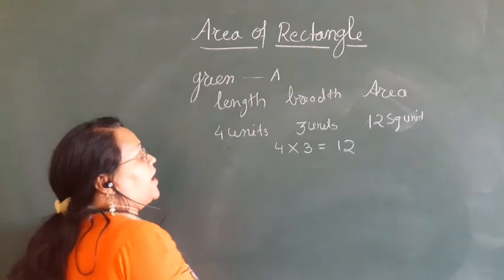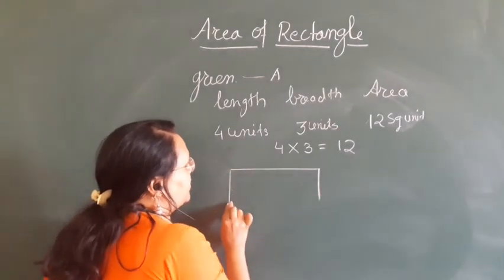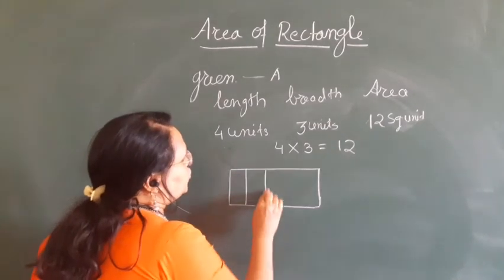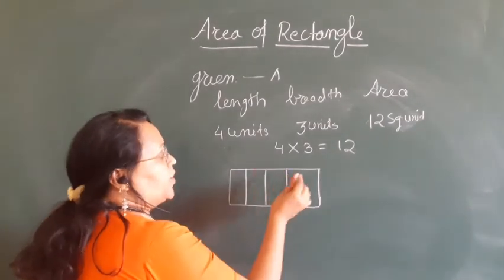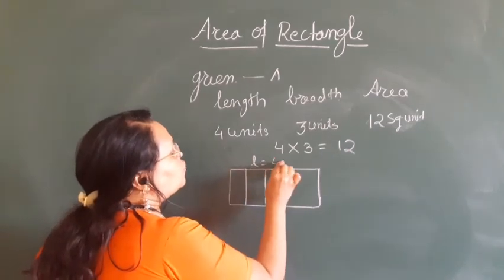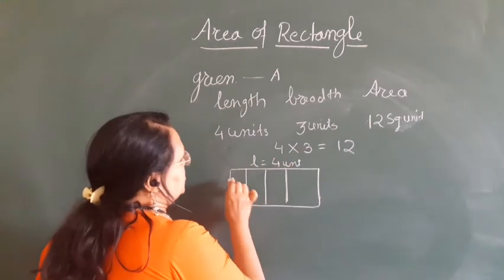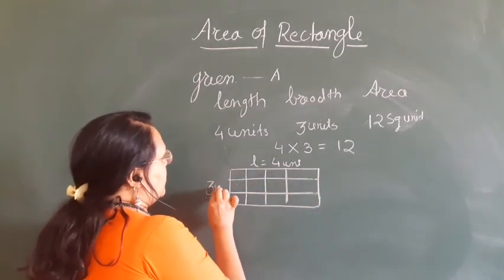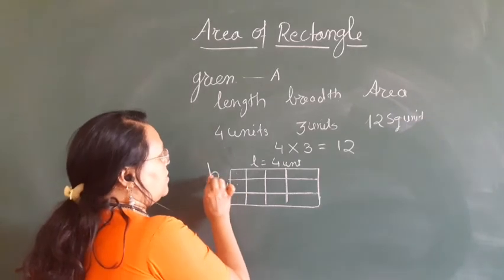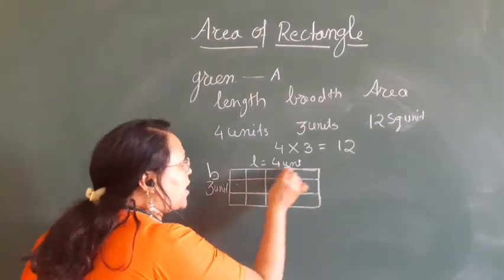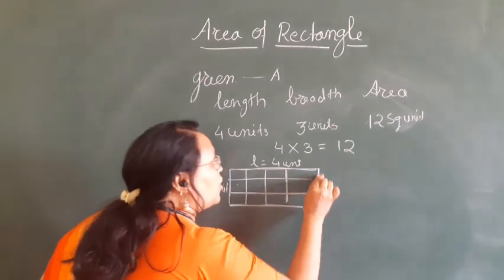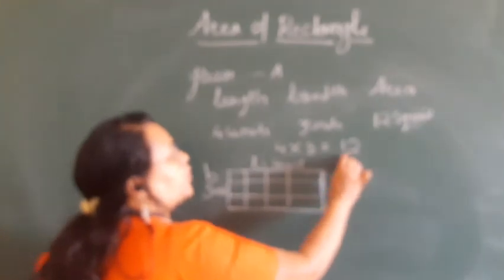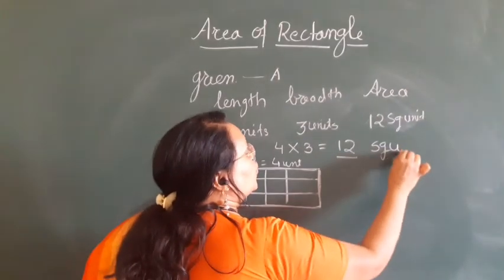So this is how the area of a rectangle is given. Count 1, 2, 3 and 4: this is the length, equal to 4 units. And the breadth is 1, 2, 3: this is 3 units. This type of tiles they fix on the wall in front of the wash basin. So 3 multiplied by 4 is 12 square units.